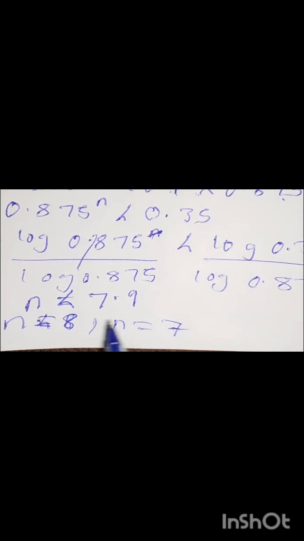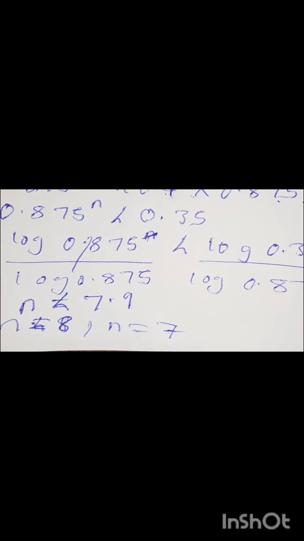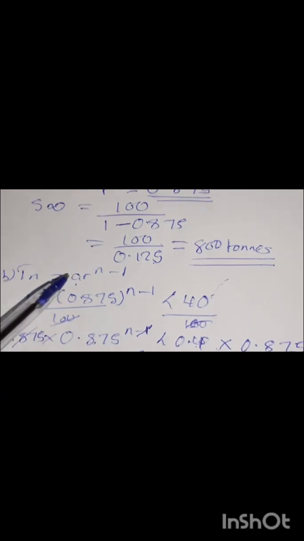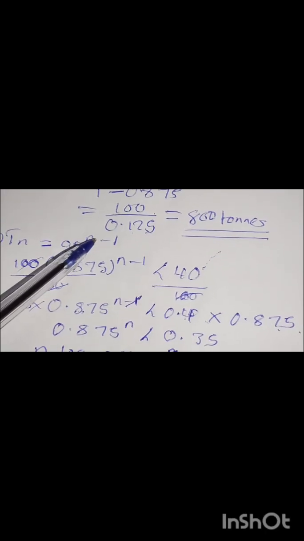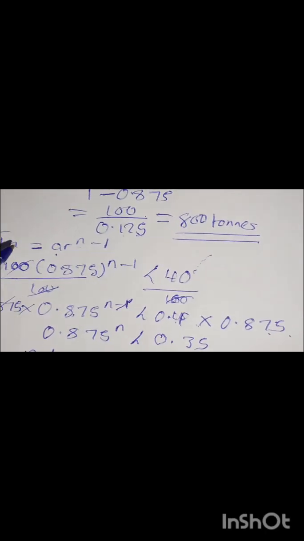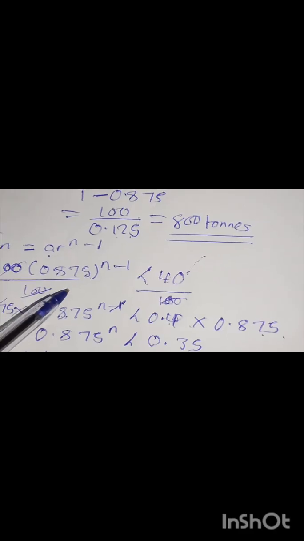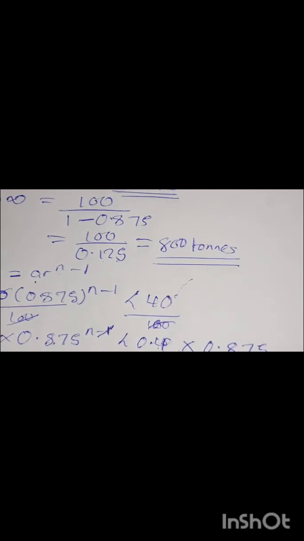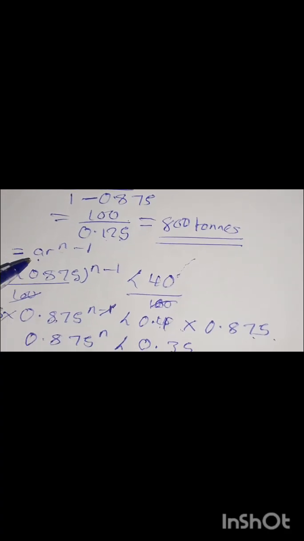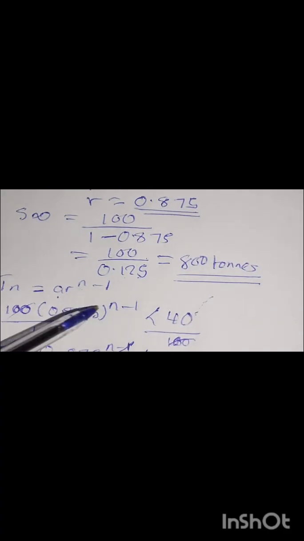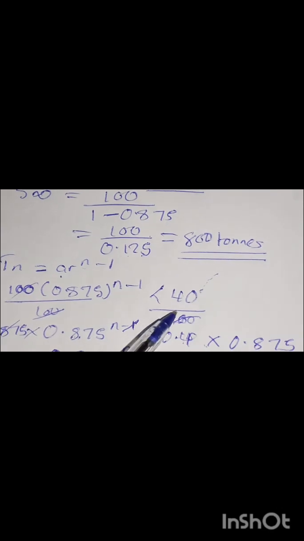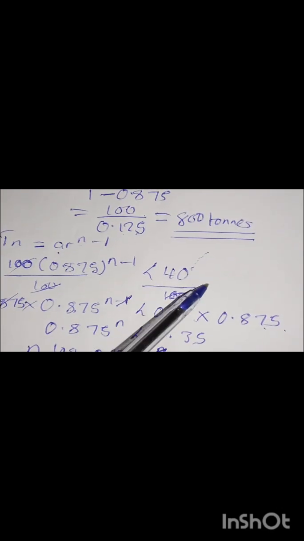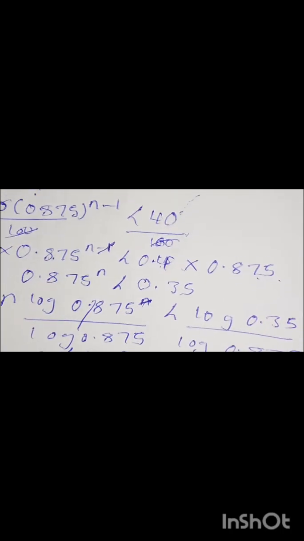For you to prove which one is correct or which one is wrong, you get this set and wherever there is n, you put the 8. When you put 8, you see that 8 is the correct answer and not 7. So our correct answer is 8. If you want, you can prove it: where there is n, you put 8, and you see that the answer is going to be below 40. But if you put 7, the answer will be about 40. Therefore, the final answer is 8.